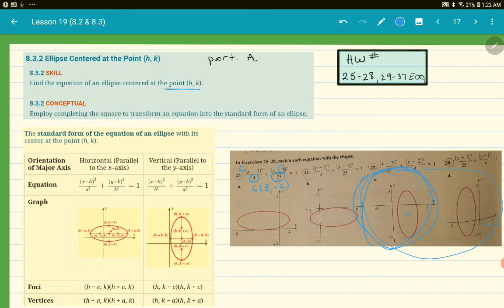So follow that similar process for 26, 27, and 28. Look for that center that's been shifted. Remember, it's x minus h and y minus k, so the opposite of this and this. This one's going to have the center of (-3, +2). And the square root of the denominator gives you the size of that axis. I didn't actually do that on 25. I just looked at which one was bigger. The bigger one has the major axis, so the fact that 25 is bigger than 4 told me which direction the ellipse is longer.